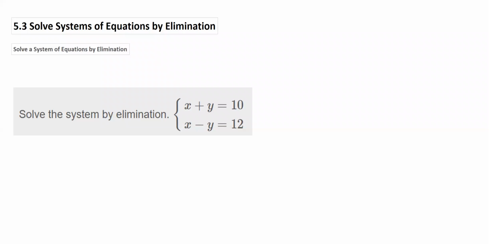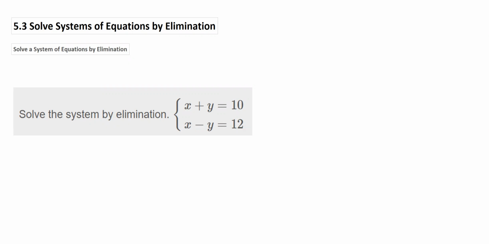Hello and welcome to 5.3, Solve Systems of Equations by Elimination. As the name says, we need to eliminate one of the variables so that we have only one variable to deal with. Once you solve for one of them, you will back substitute it to find the other variable.